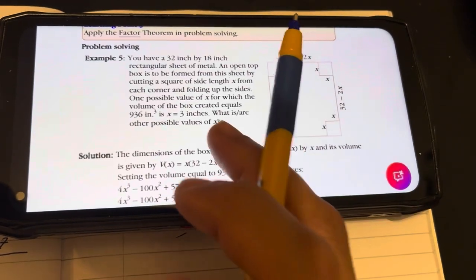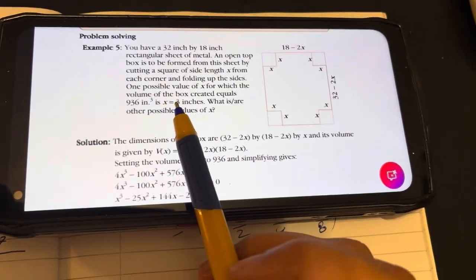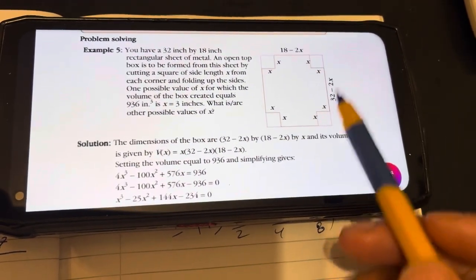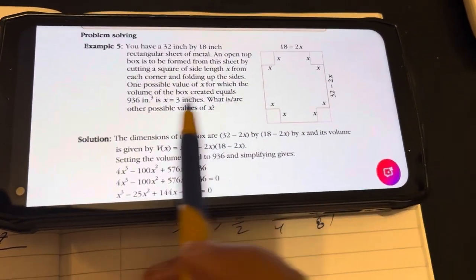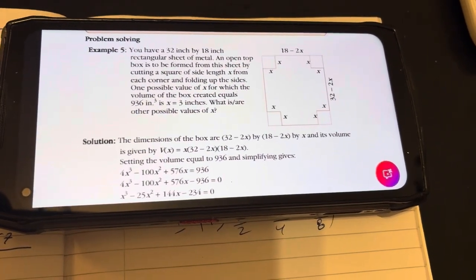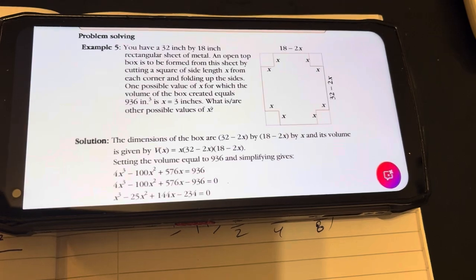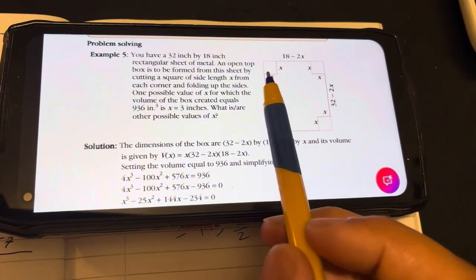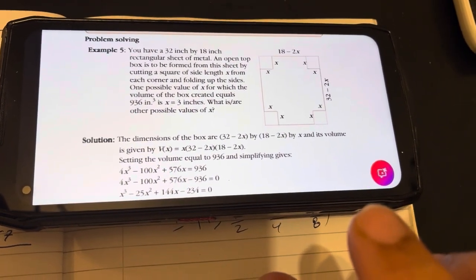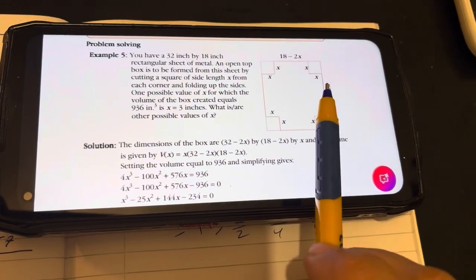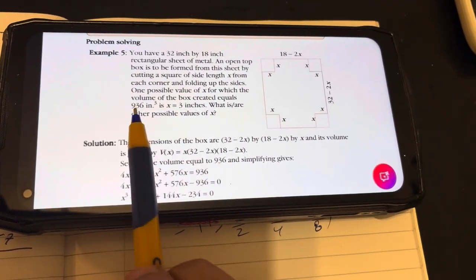So he's saying that x is equal to 3 inches is one possible solution. So this box has a volume of 936. What are the other possible values of x? And how much should I cut? So my height, and the volume of the box becomes 936.